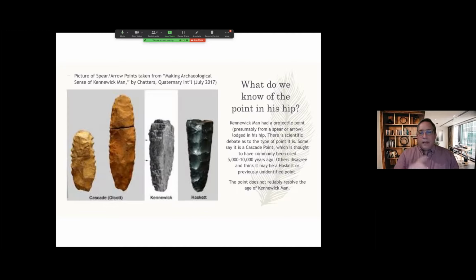There are some people that point to that spear or arrow point, and they say, oh, we think that's a Cascade point. And Cascade points were commonly used 5,000 to 10,000 years ago. They use that as another piece of evidence to say that Kennewick Man was older and lived longer ago. But there are a couple of things to be careful about there.